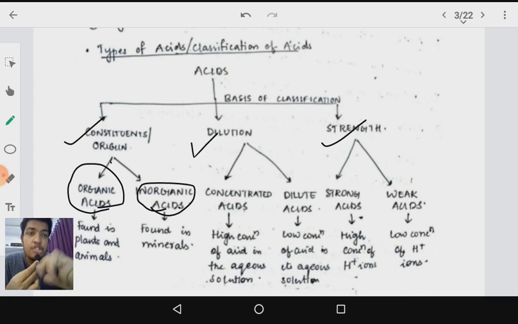Now talking about dilution, there are two types of acids: concentrated acids and dilute acids. Concentrated acid means that if you take the aqueous solution of that particular acid, the concentration of the acid will be more as compared to the concentration of water. If the concentration of water is more than the concentration of acid, then it is known as dilute acid. Now what is a strong acid? A strong acid is one which has a high concentration of H plus ions, and weak acids are those which have a low concentration of H plus ions.